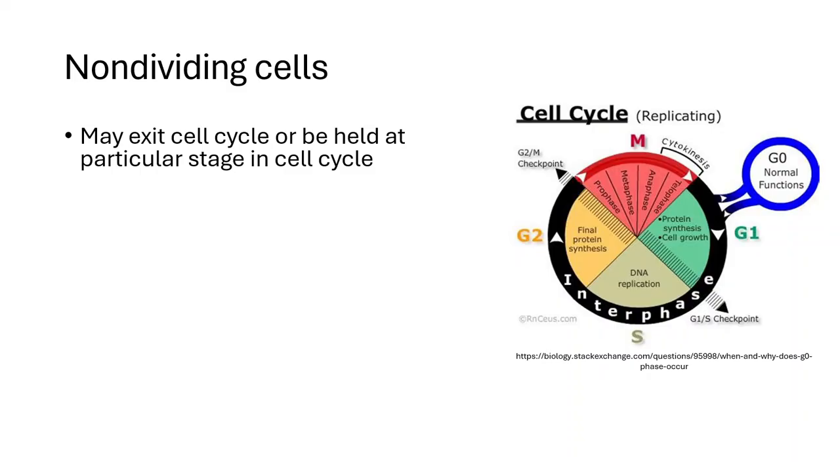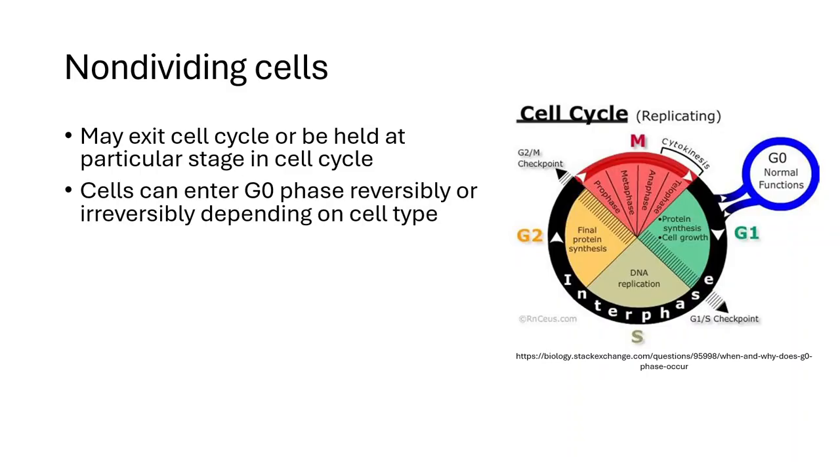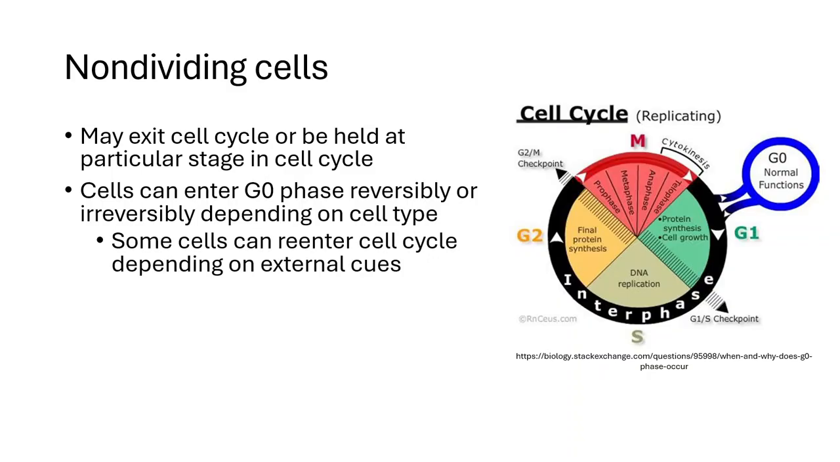But if a cell is not going to undergo mitosis, it may choose to exit the cell cycle, or it can also pause at various points in the cell cycle. In our next lesson, we're going to talk about checkpoints, which would be another location to pause the cell cycle. Cells can enter a stage during G1 called G0, which is where they are non-dividing. And this can be either reversible or irreversible, depending on the specific cell type. So depending on external cues like growth factors or other cell signals, some cells can exit G0 and re-enter the cell cycle.